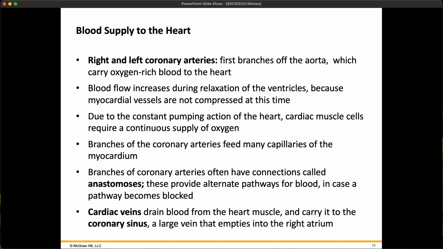Those coronary arteries feed lots of capillaries moving into the myocardium. And a lot of these arteries have these connections called anastomosis. An anastomosis is essentially, because these blood vessels are so small and they can be put under such intense pressure, it's important for there to always be a route around them.